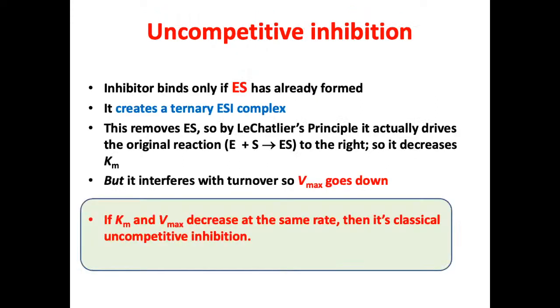Okay, now we take the next part, that is uncompetitive inhibition. As we talked earlier, they usually bind to the enzyme substrate complex, and it creates a ternary ESI complex. This removes ES. So by Le Chatelier's principle, it drives the original reaction to the right, so it decreases the Km. But it interferes with the turnover, so Vmax goes down. If Km and Vmax decrease at the same rate, then it's classical uncompetitive inhibition.